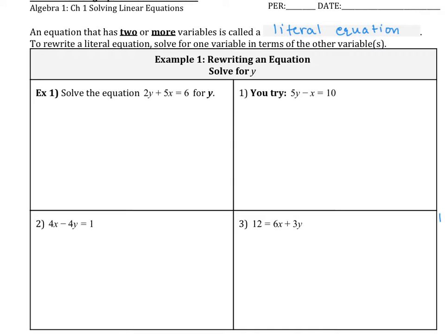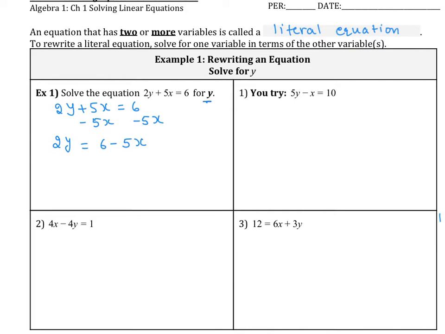You're going to solve the equation 2y plus 5x equals 6 for y. It means y should be by itself. You're going to isolate the y in order to solve for y. So you rewrite the equation and then subtract 5x on both sides: 2y equals 6 minus 5x.